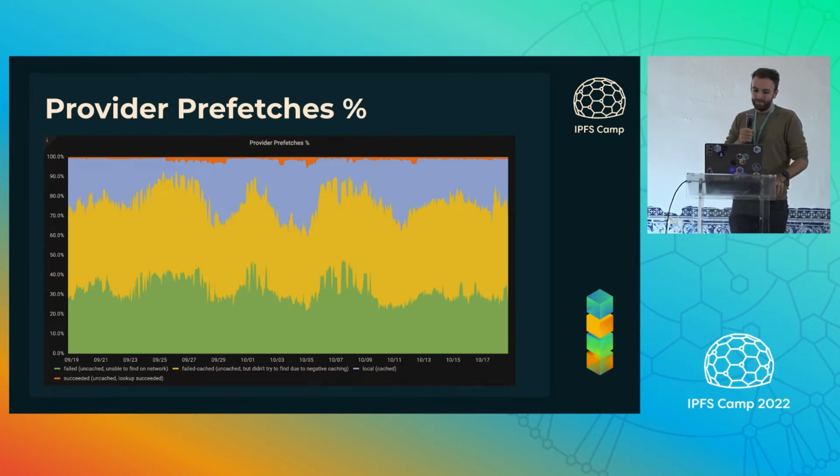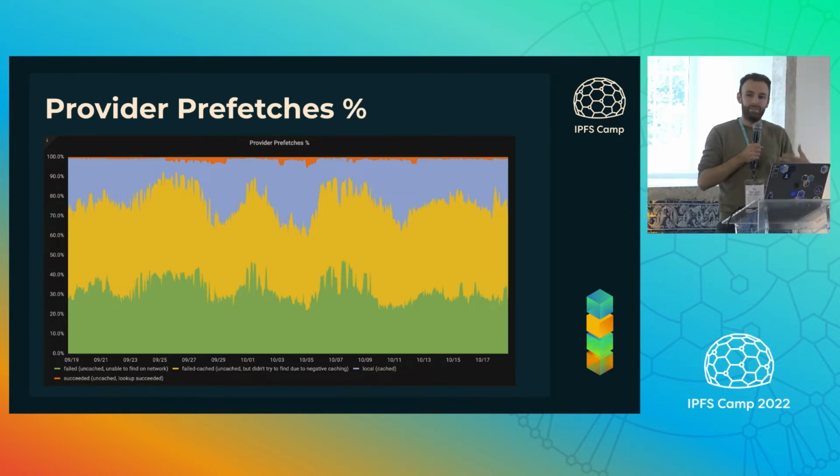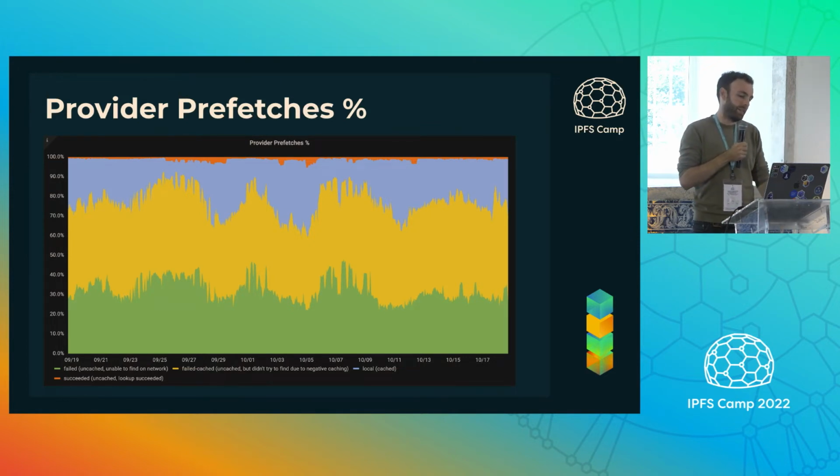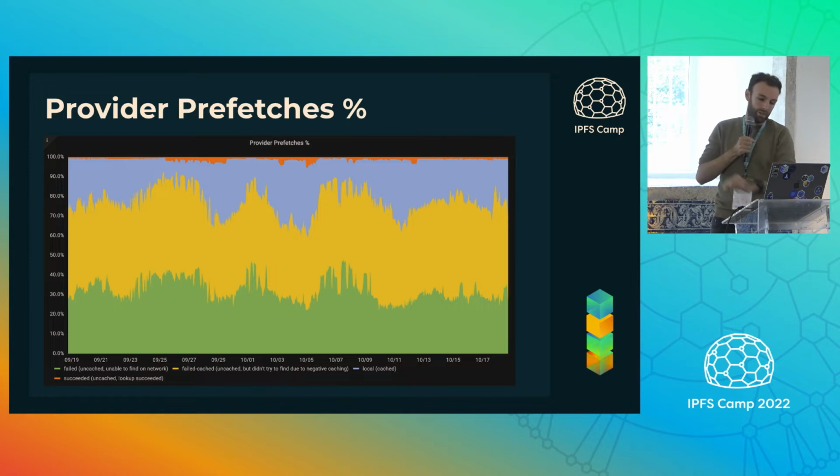This is a tricky one. These are the provider prefetches. So I repeat myself again. The Hydras go ahead and search for CIDs in the network that they don't know about. And there are a couple of different cases that we need to consider here. So you can see the orange line at the top. This is the case that the Hydras have received a record, a CID that they should serve, but they didn't have it in their database. But then they went ahead and searched in the network for the CID and actually found a provider record. So this is the thin orange line at the top.